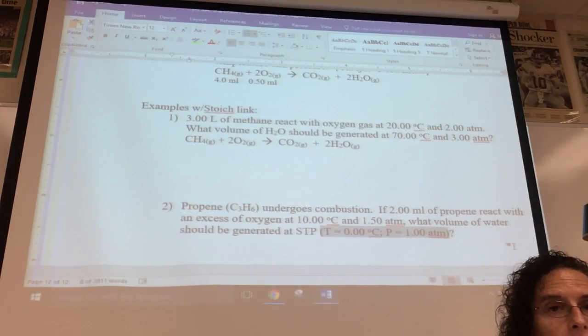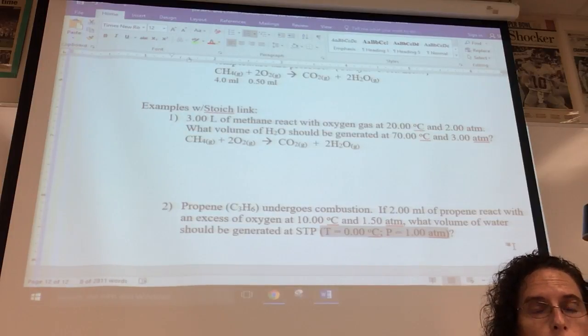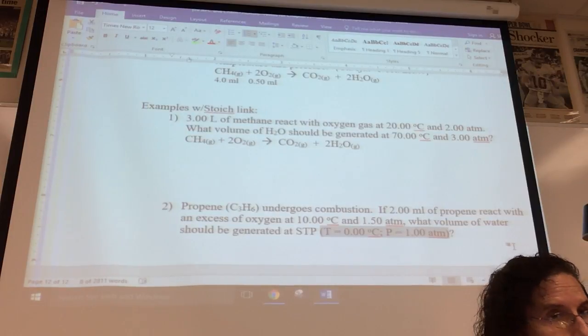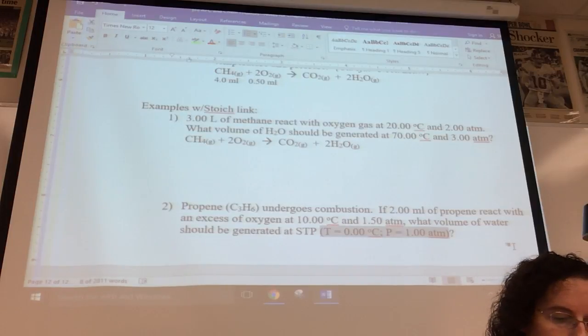All right. Some hints on number 2. Write down the variables, write out a balanced equation, and let it rip. I'll do it as well. Go.